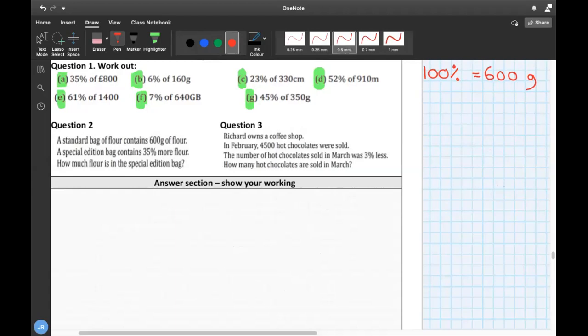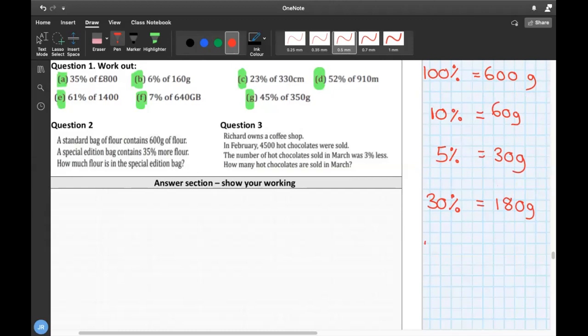Okay, so I'm going to find out what 10% is by dividing by 10. Find out what 5% is by dividing that new amount, 10%, by 2. And then 30%, a couple of different ways you could get 30%. You could either take your 5% value, multiply that by 6, or your 10% value and multiply that by 3. Either way, you get 180.